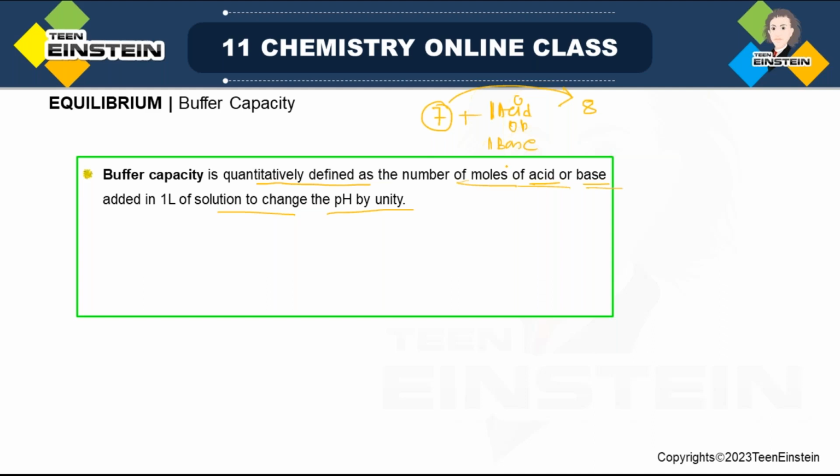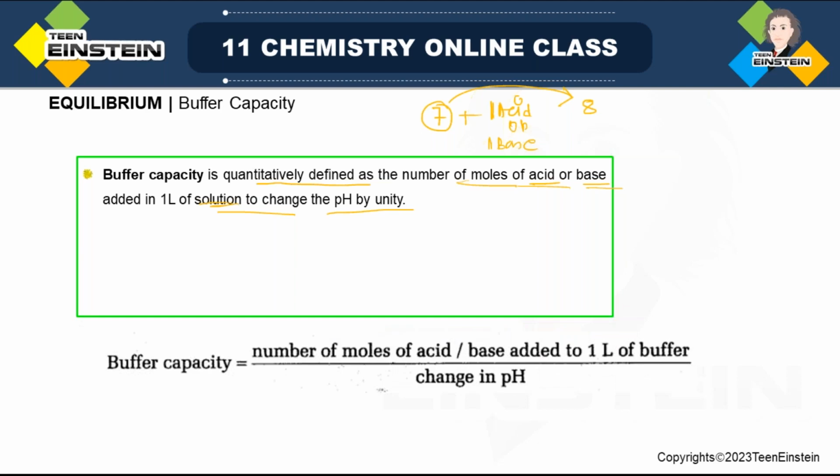This is the definition, for 1 liter of buffer solution. So buffer capacity you can write in this way: number of moles of acid or base added to 1 liter of buffer divided by change in pH. That means when the change in pH is 1, the numerator directly gives you the buffer capacity, and that is the definition.